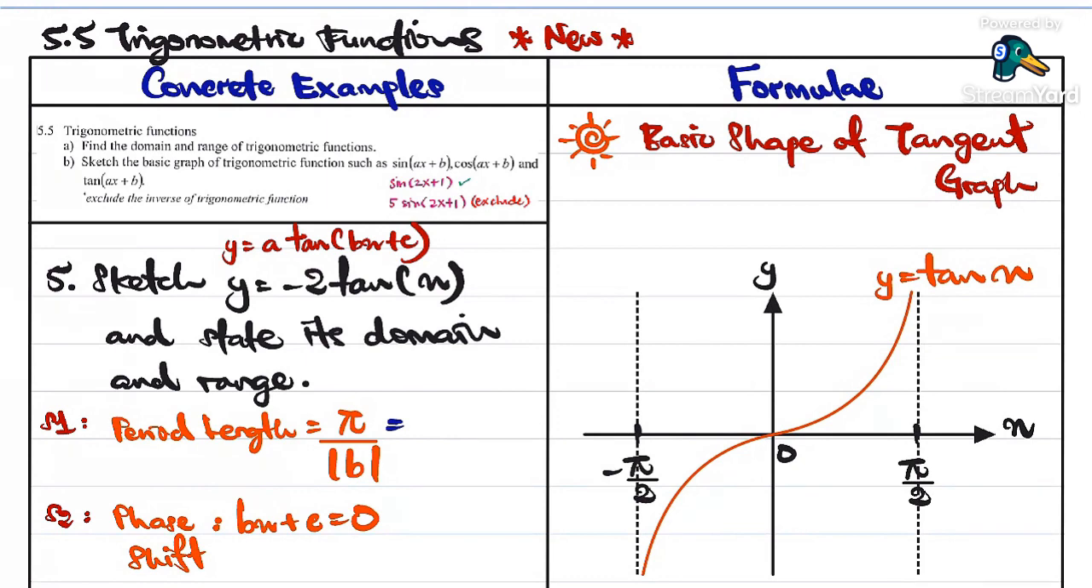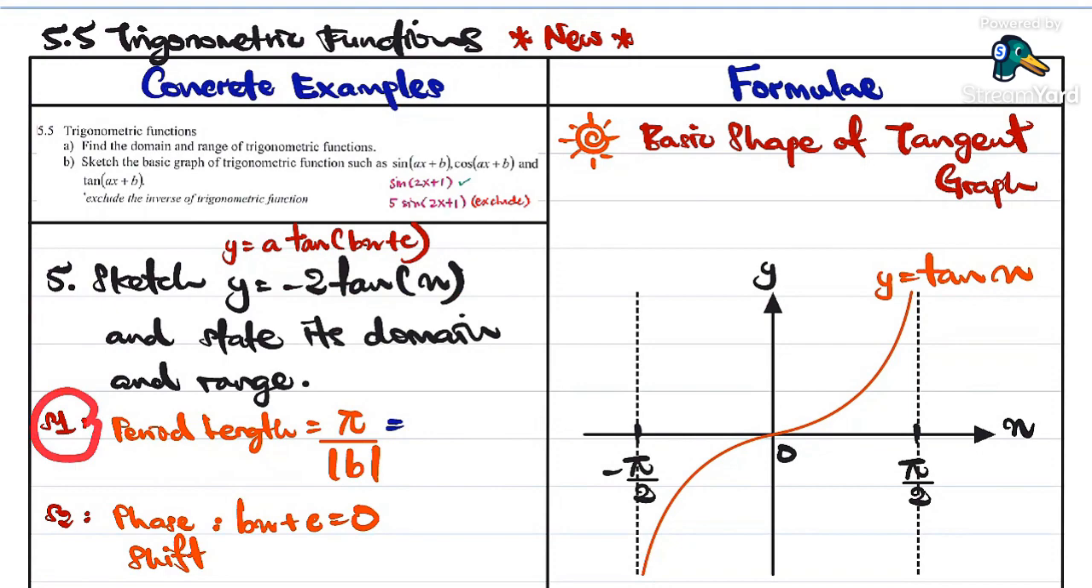So we are now going to sketch the tangent graph. This is the basic graph for tangent. Let's have a look at this concrete example number 5. Sketch y equals -2 tangent x. This is quite simple, it is just that there is a negative sign here. And then we need to state its domain and range.